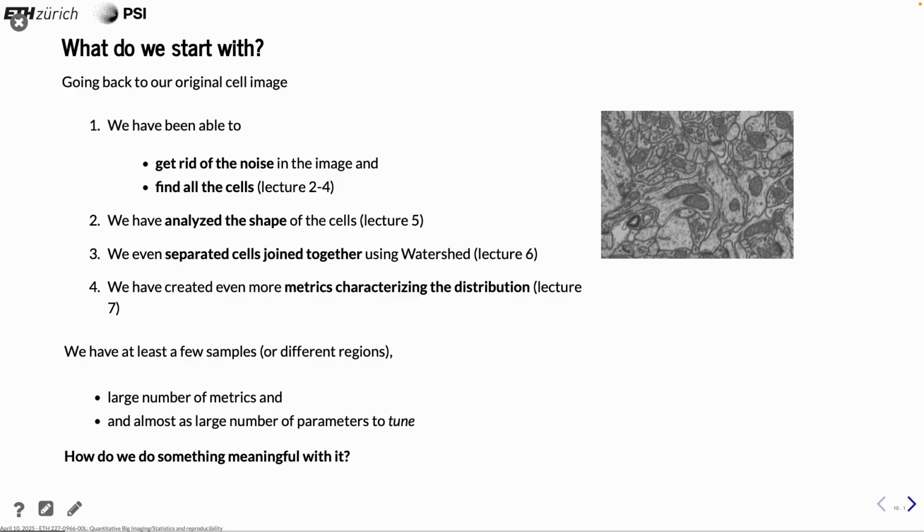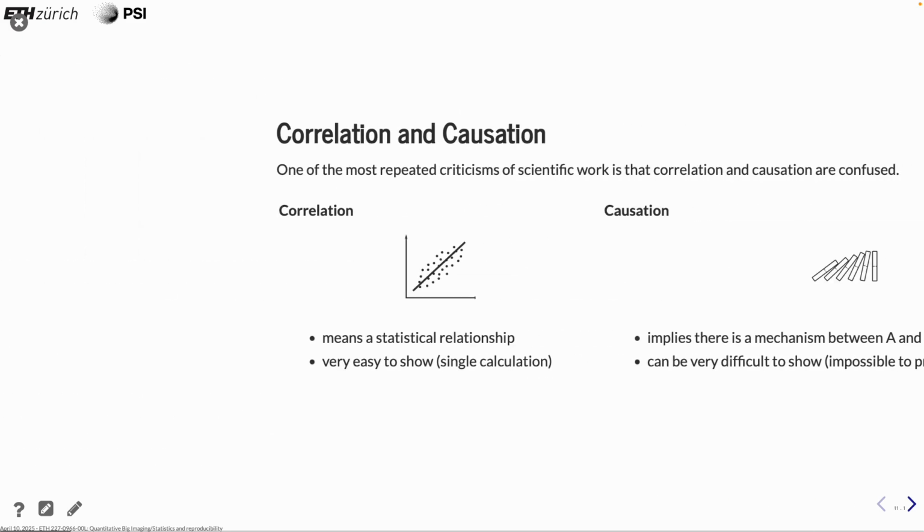And then we need some metrics to characterize them. We looked at region properties, volumes, etc., and parameters and anisotropy, a lot of parameters that we talked about. And then we get some regions and we get a lot of metrics. And now the question is how we can actually do something meaningful with it. So this is the starting point.